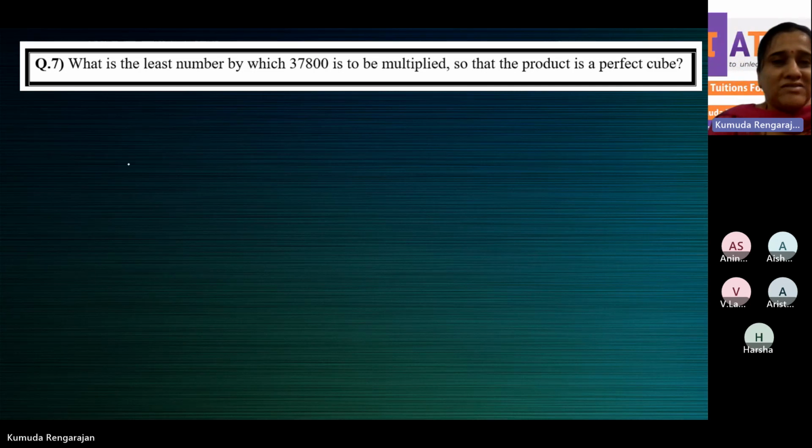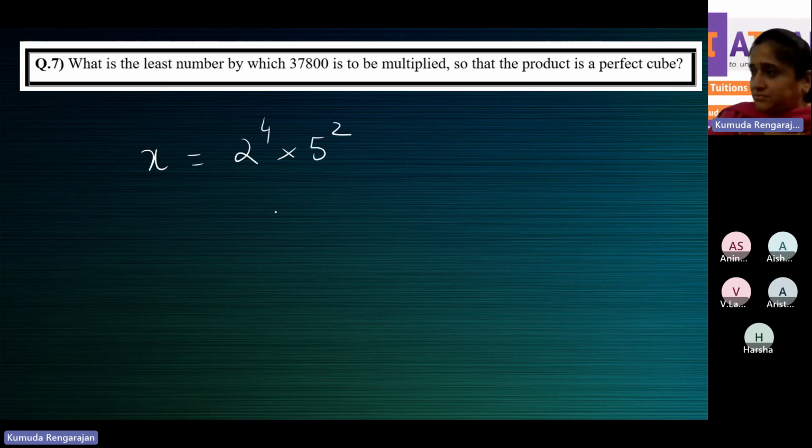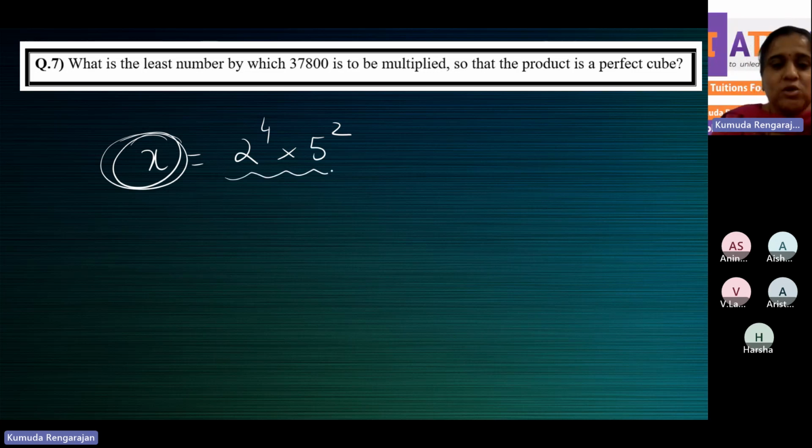So now I'll just take some number x. Supposing x is 2 to the power 4 into 5 square. You need to see this number x is not a perfect cube. How do we know that? Because its prime factorization looks like this, 2 to the power 4 into 5 square. So it's not a perfect cube. Now, how do you make it a perfect cube? You multiply it by the least number and make it a perfect cube. What is that least number?